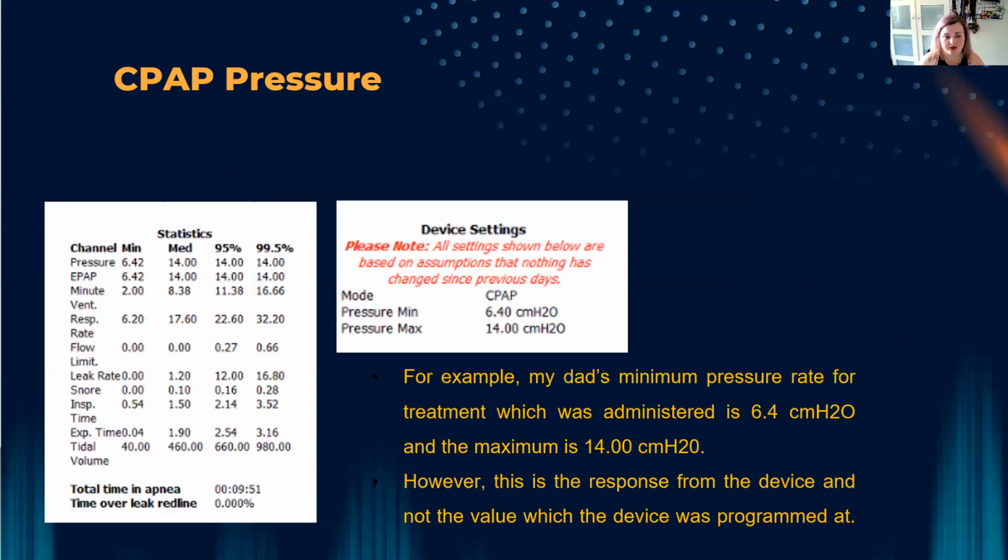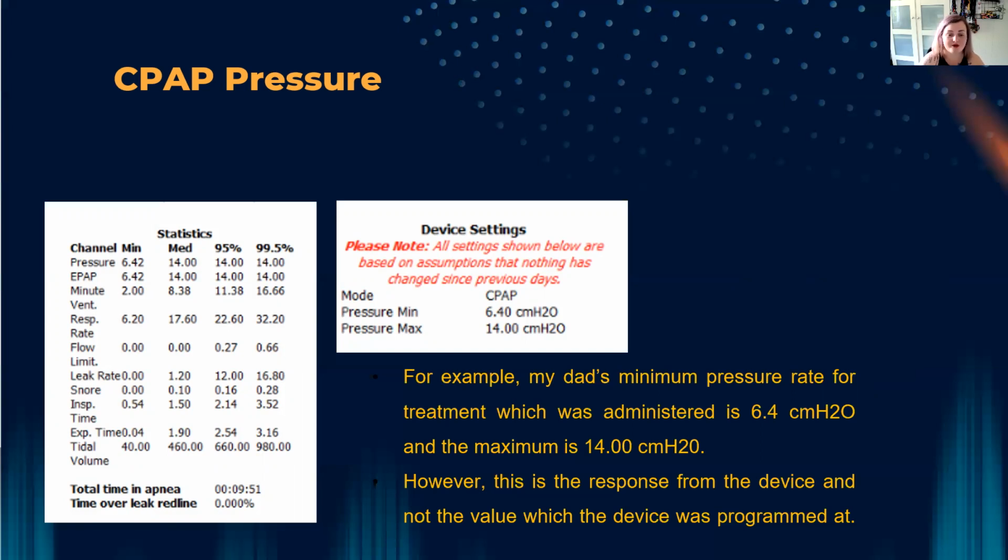Now, for example, this is for my dad, and yes, I have permission to show you this data. Also, this is very old data. It's not his latest ones. If we look at these two things, we have the statistics on the left and we have the device settings. Now, the minimum pressure rate is 6.4 versus the maximum that is 14. Now, that is well within the range of what a human being can safely use.